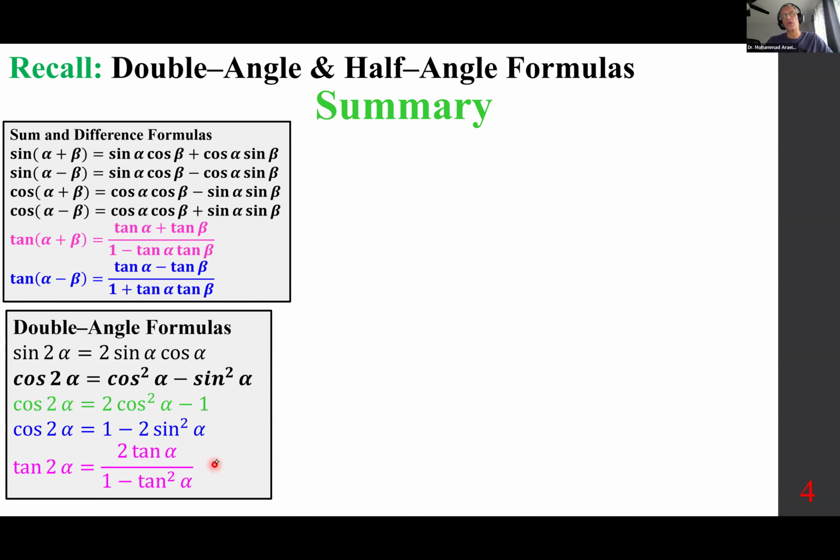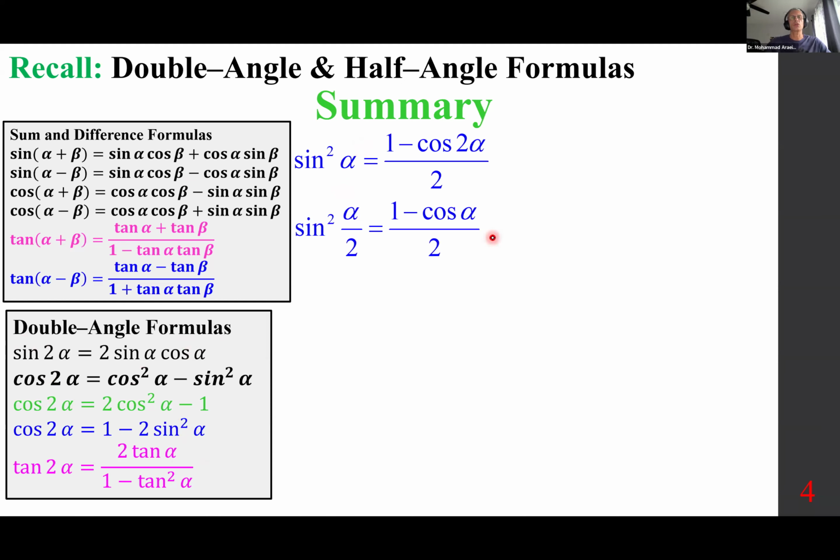Of course, there are different ways of writing it. One way is, with alpha here, tan of 2 alpha is 2 tan alpha over 1 minus tan squared alpha. Now, if you look at this one and solve for sine squared, it gives you 1 minus cosine 2 alpha over 2. Cut the alpha in half: sine squared of alpha over 2 is 1 minus cosine alpha over 2. Over here, you can solve for cosine squared alpha. Cut the alpha in half: cosine squared of alpha over 2 is 1 plus cosine alpha over 2.